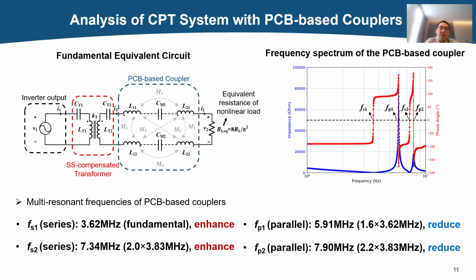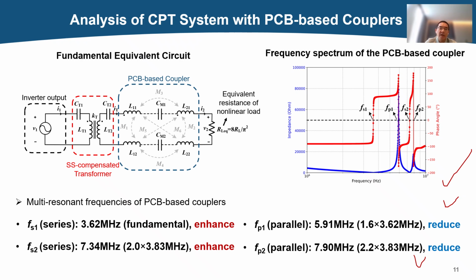This diagram shows the fundamental equivalent circuit. Based on the frequency domain simulation analysis here, you can see that the fundamental series resonant frequency is 3.62 MHz, which allows effective power transfer to the receiver at this frequency. The first parallel resonant frequency appears at 5.91 MHz, which blocks power transfer at that frequency due to the resonant behavior of the CPT coupler. Similarly, the second parallel resonant frequency is located at 7.9 MHz, and also inhibits power transfer.